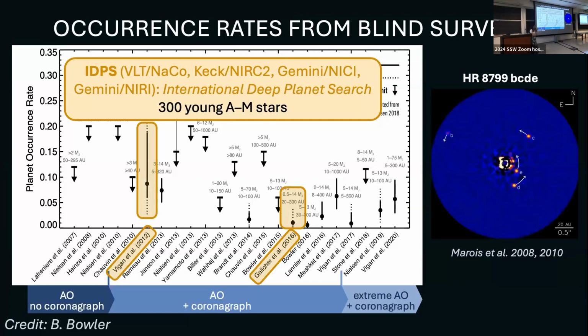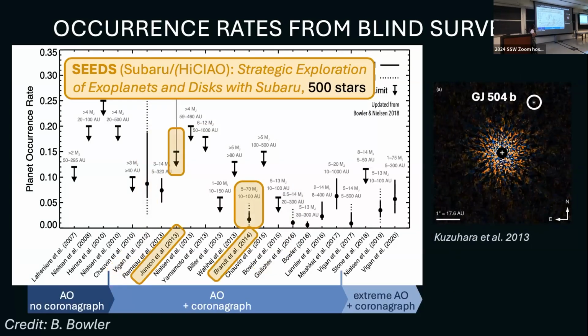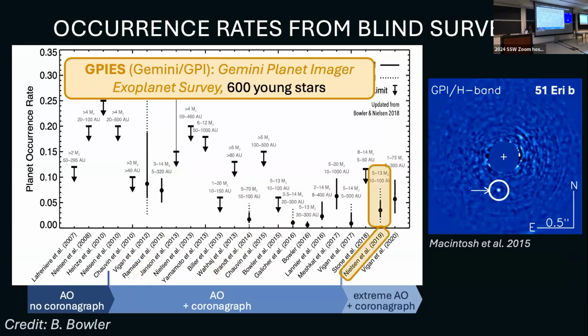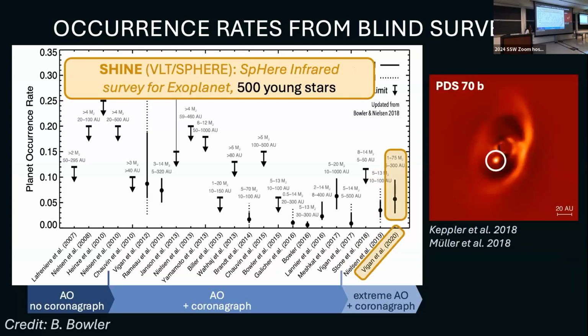And I'm not going to go into the details of how any survey actually did things, but I did want to highlight a few of our favorite systems that actually came from some of these blind surveys. So HIP 79098 was discovered as part of the International Deep Planet Search. We have GJ 504 b, which was found as part of the SEED survey. You'll recognize 51 Eri b, which was discovered as part of GPIES. And finally, we have the embedded protoplanet PDS 70 b, which now has a sibling that was discovered as part of the SHINE survey with the VLT.